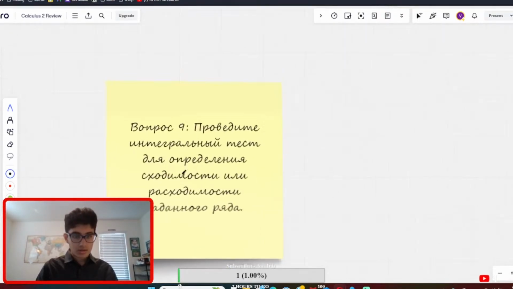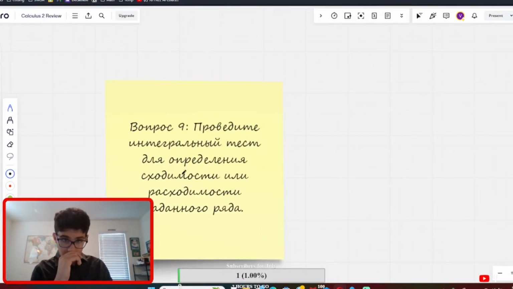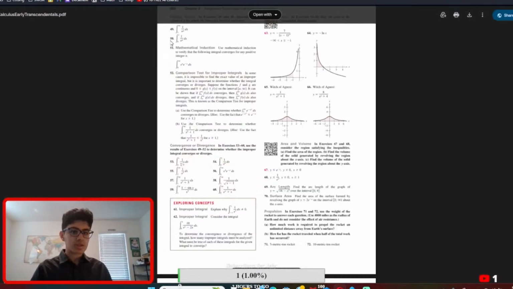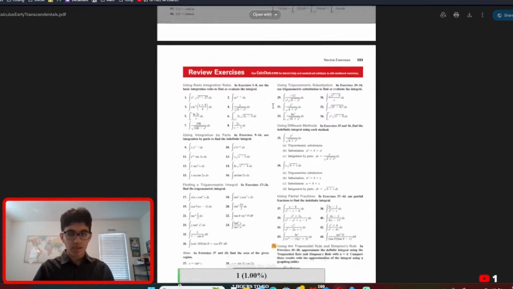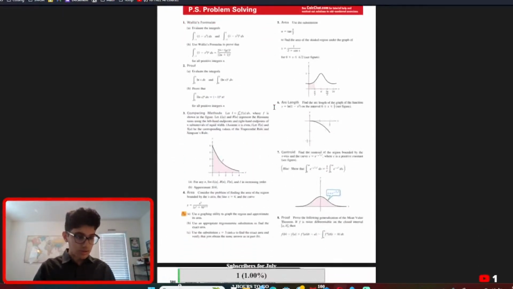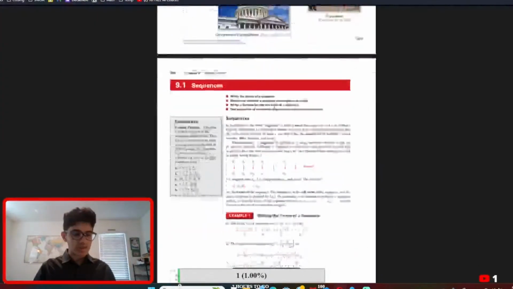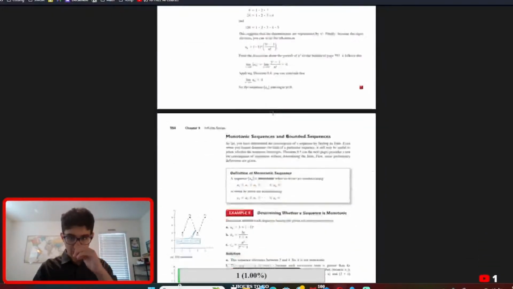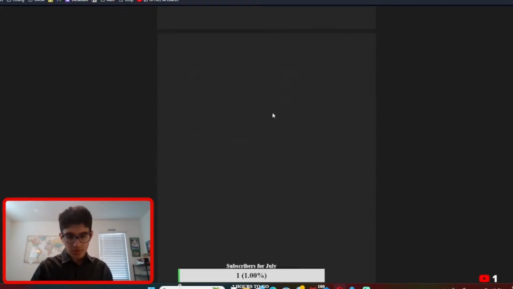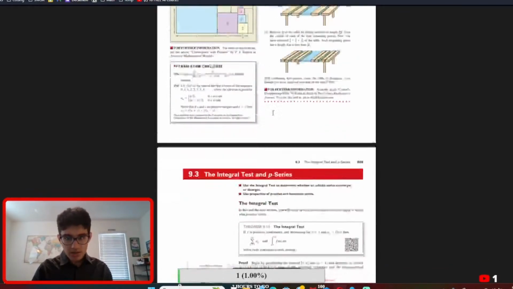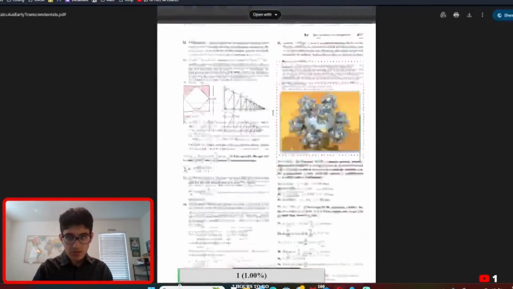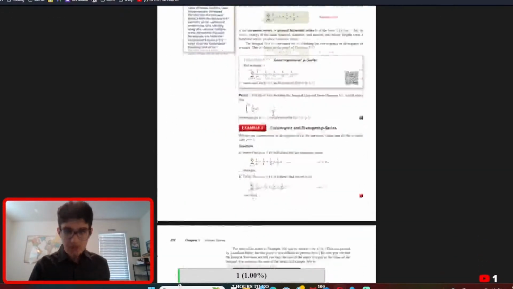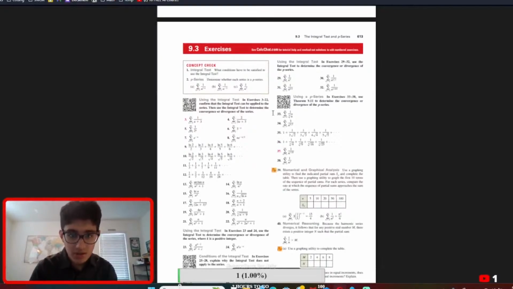Question 9. Integral test. I recognize that from here. So this is about the integral test, which means actually there's this one and then there's a limit comparison test. So you need to know both of them, and I think they're both in the same chapter. Probably around here. Maybe the next one. Okay, integral test. So this is that section, at least we can find something from there.